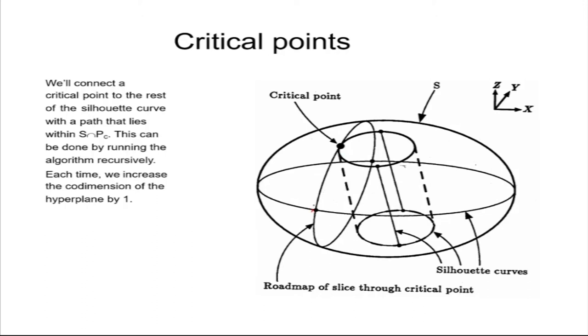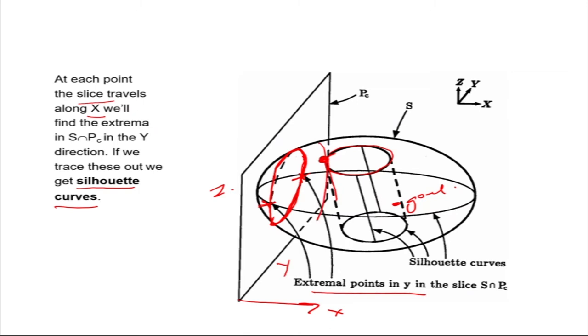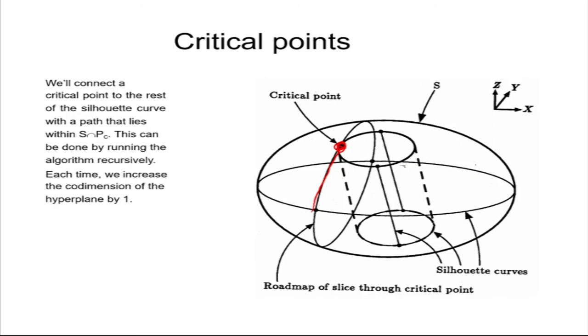In this slice, as you're going from here, this is my critical point now. So we'll connect a critical point to the rest of the silhouette curves with a path that lies within S intersection PC. What we were doing till now is taking slices, and at every slice I get my critical points, which are here, which are here. Now the case where there is a critical point, for that particular slice, we connect the critical point with the silhouette curve here. We'll connect a critical point with the rest of the silhouette curves with a path that lies in S intersection PC.